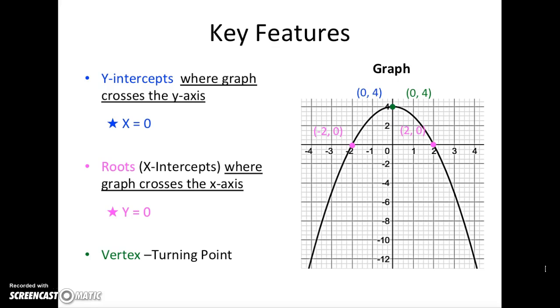Cool. You probably notice that the vertex is at the same point as the y-intercept. Sometimes that happens. Key features will be found at the same position. Now let's see if you can identify what type of vertex this is. Is it maximum, minimum, local max, or local min?